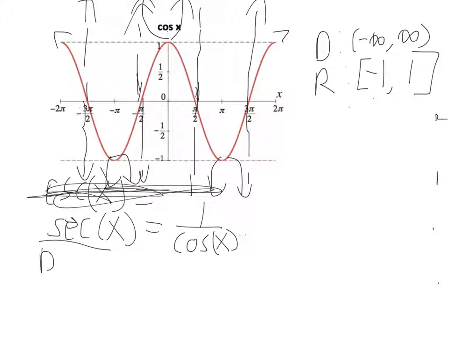So the domain for secant would be the set of all x's such that x cannot be one of these odd multiples of pi over 2, like 1 pi over 2, 3 pi over 2, 5 pi over 2, etc. So you could say it's the set of all x's such that x cannot be k pi over 2, with k being an odd integer.